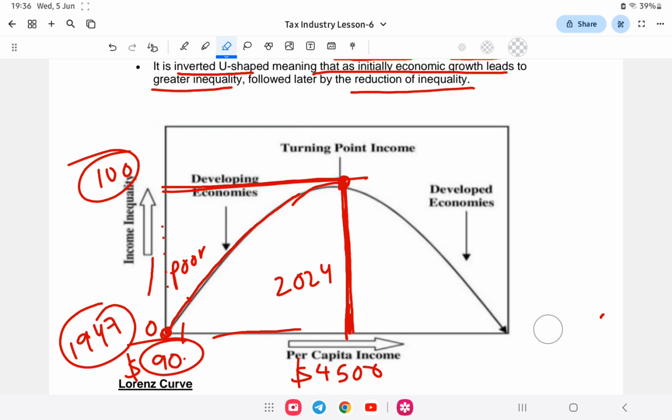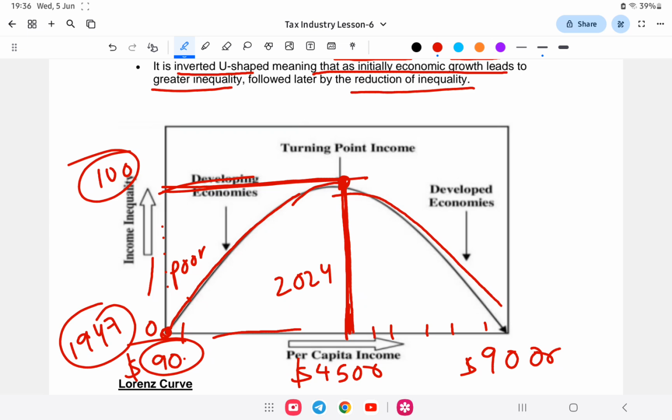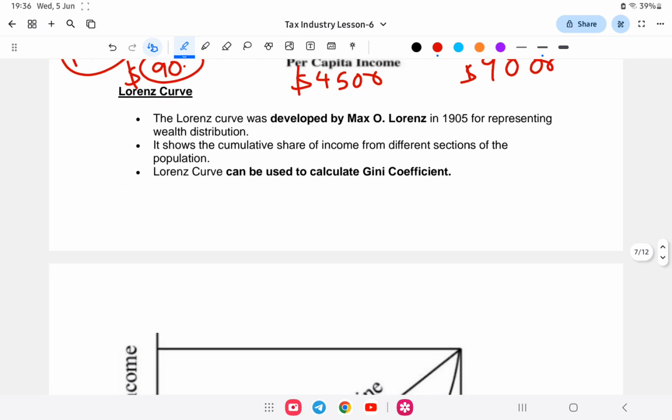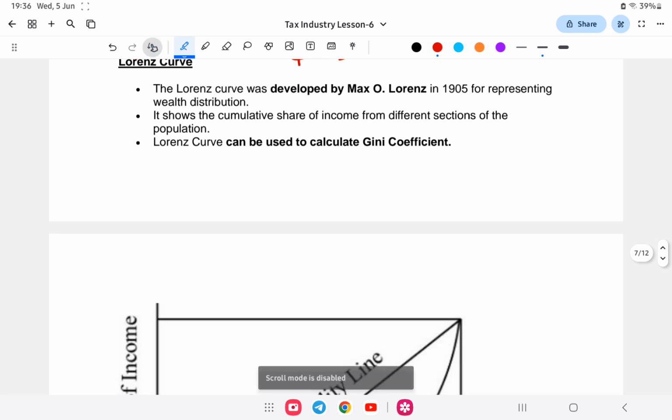But as we can see in the graph, it is an inverted U. After a per capita income of about $9,000, in developed countries the inequality comes down, that is, rich and poor become similar. So this is the Kuznets curve. Next, the Lorenz curve is used to measure the wealth distribution.